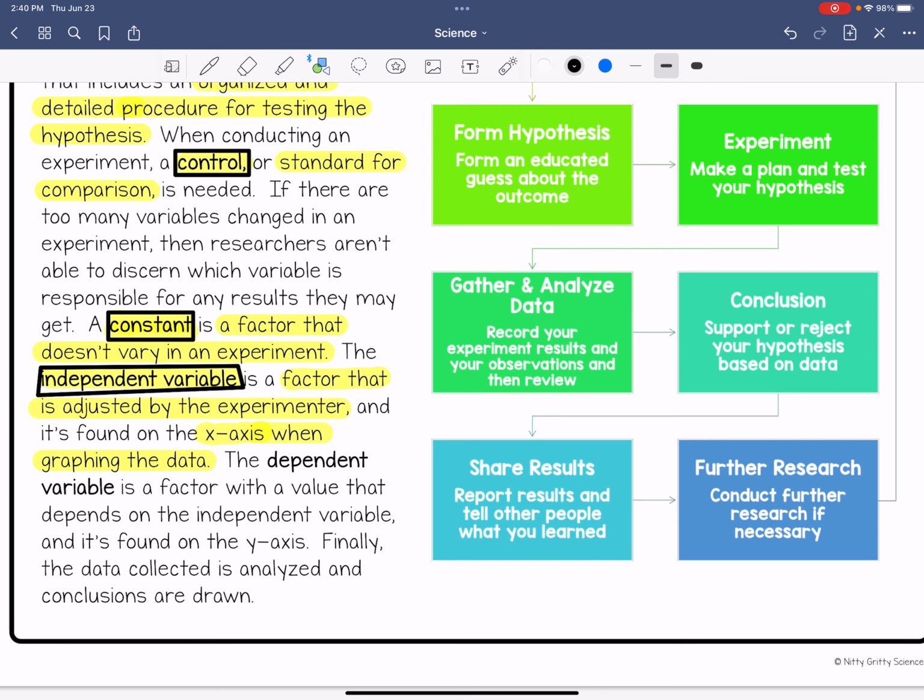The dependent variable, so here's another vocabulary word to highlight. This is part of annotating. Is a factor with a value that depends on the independent variable, and it's found on the y-axis. Now here's another sequence word. Finally, that's the same as saying at the end, the last step. The data is collected and analyzed and conclusions are drawn.